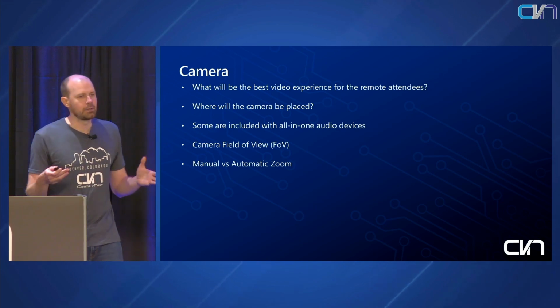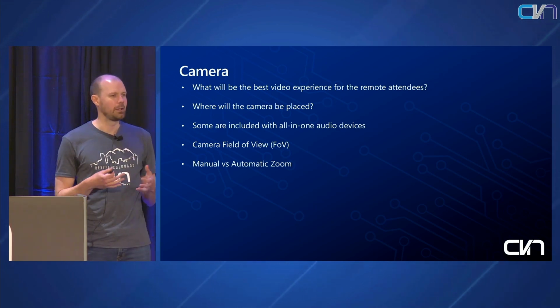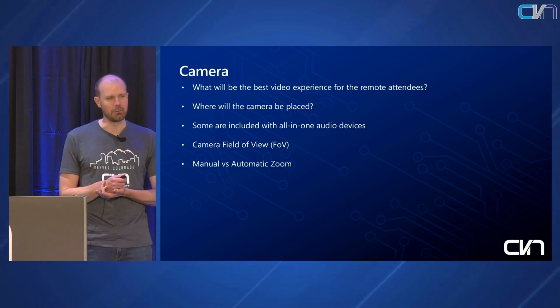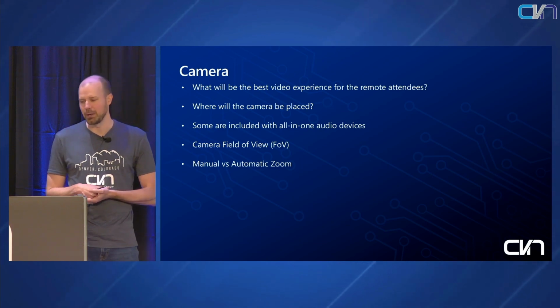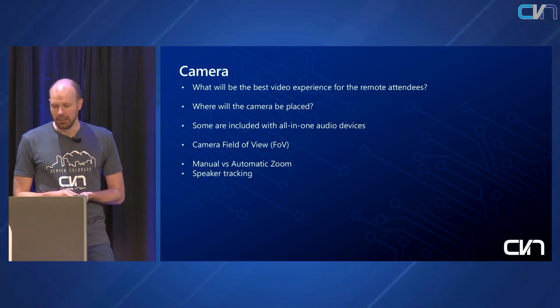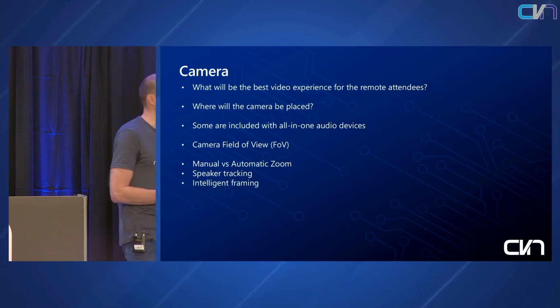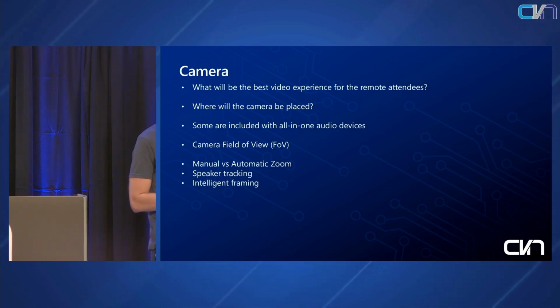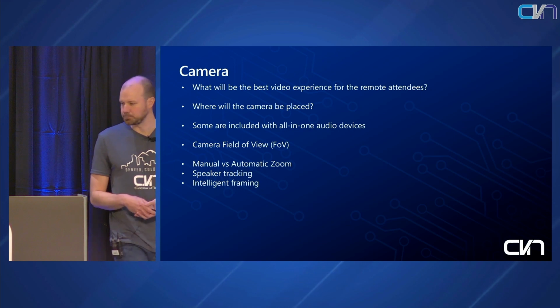The newer cameras have a lot of AI built into them. There's a lot on the show floor. I encourage you to talk to all the vendors about their camera capabilities. But they have things like speaker tracking, intelligent framing, group framing. And so we want to make sure that if these features are going to be required, we select the right camera for the room.